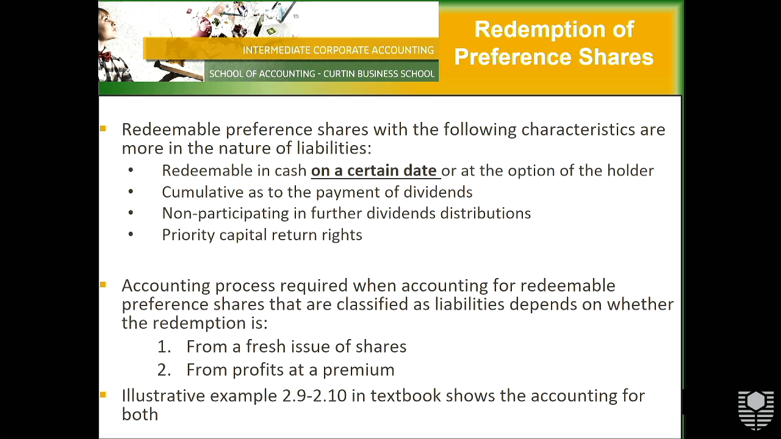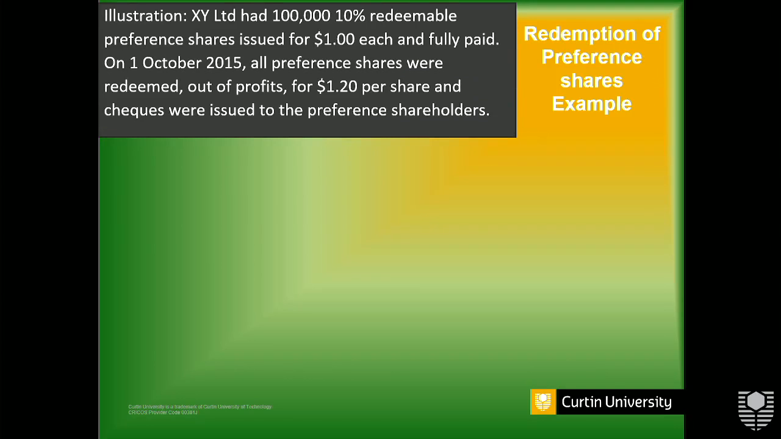Let's have a look. We can't do everything today because we only get an hour and a half. There's an example in your textbook, examples 2.9 and 2.10, that show a little bit of the accounting. We'll do a simplistic one here.